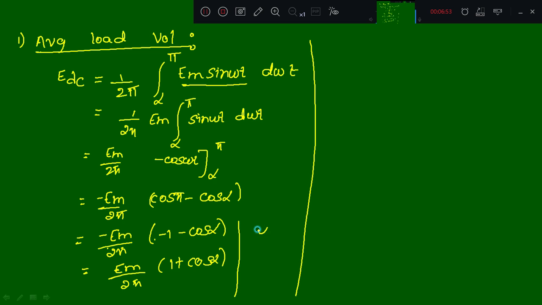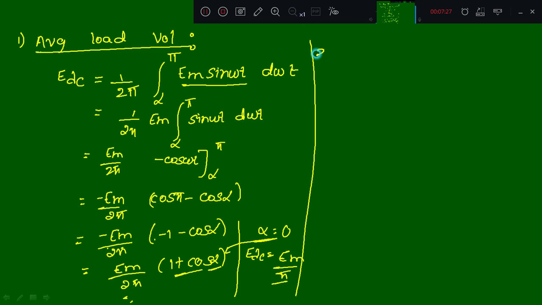When alpha is 0, we will be having EDC equal to Em upon 2 pi into 1 plus cos alpha. If you substitute 0, cos 0 is 1, 1 plus 1 is 2. This 2 and this 2 will go, so we will be having Em upon pi. So the maximum output voltage obtained when alpha is 0 is Em upon pi.